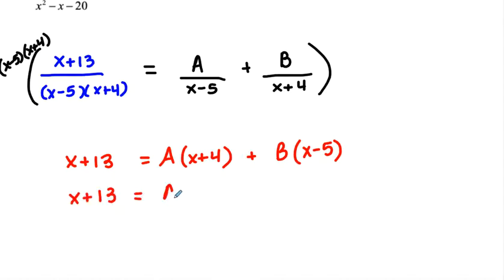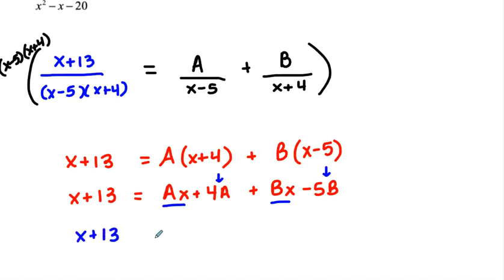That's going to give me ax plus 4a plus bx minus 5b. All right, now this is where it gets tricky. We have to understand that that is a constant and that is a constant, and these both have a term. They're terms with x. So I have to collect the like terms on that right side. I'm going to leave that x plus 13 over here, and I'm going to rewrite this as ax plus bx. I'm going to collect the like terms plus 4a minus 5b.